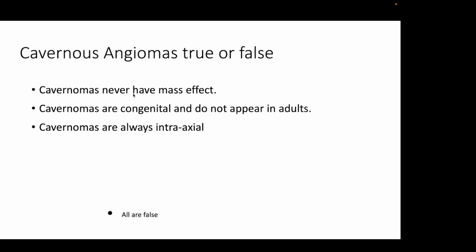Some cavernomas can grow quite large and have considerable mass effect. These are not all congenital, and you will see cases where a cavernoma appears for no discernible reason on a scan where you have multiple previous exams where it was not present. And cavernomas are not always intraaxial. You can see extraaxial cavernomas frequently in the cavernous sinus region. One way you can distinguish a cavernoma from a meningioma in the cavernous sinus is that the cavernomas will have T2 prolongation, that is, they'll look bright on the T2 weighted scan, while meningiomas are almost always dark in the cavernous sinus region.